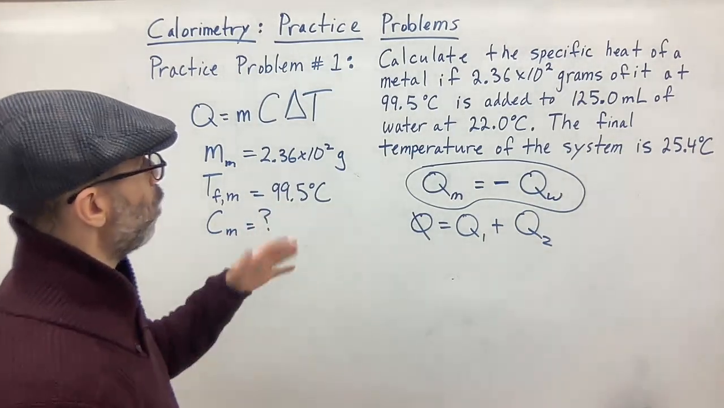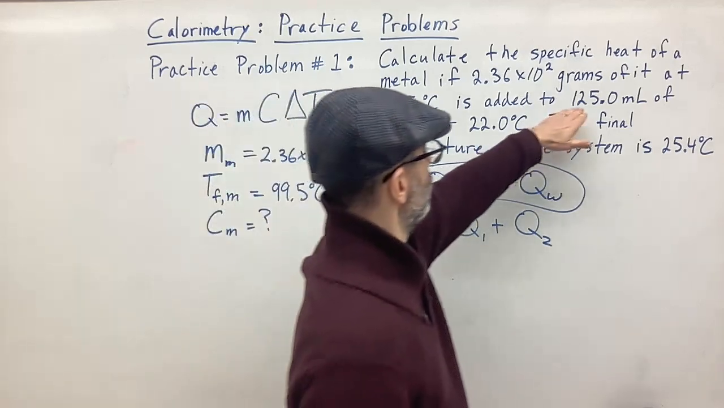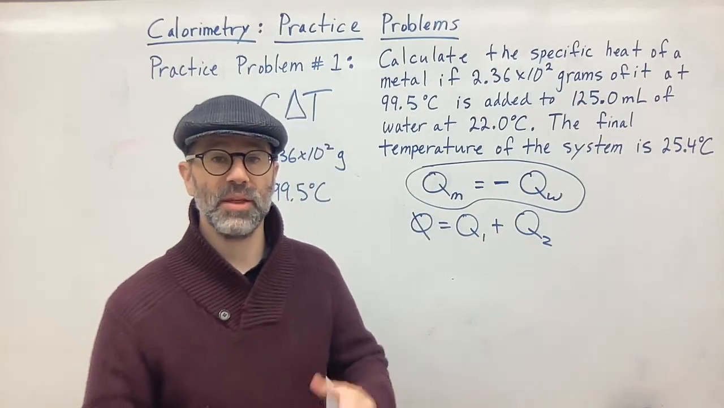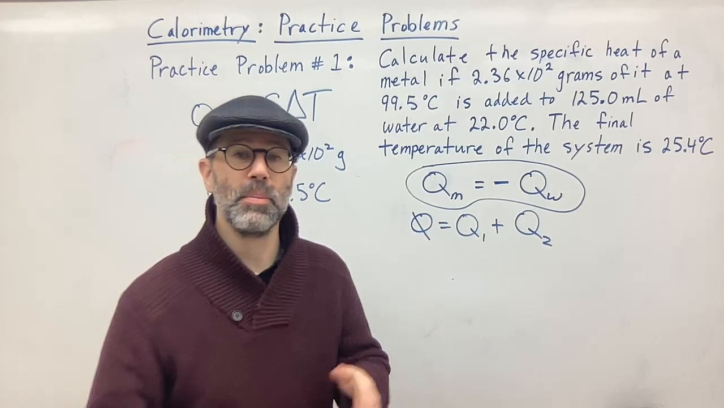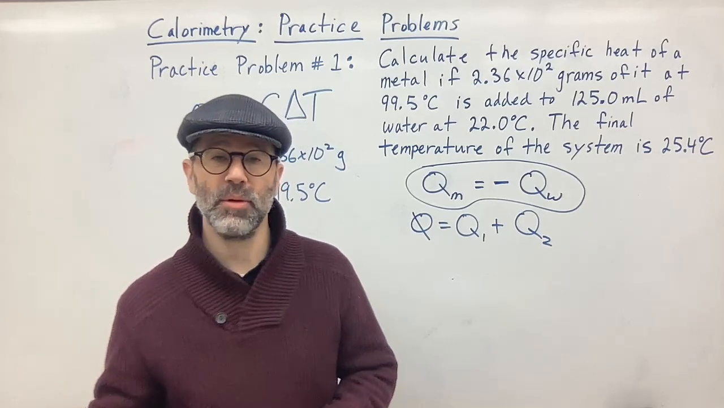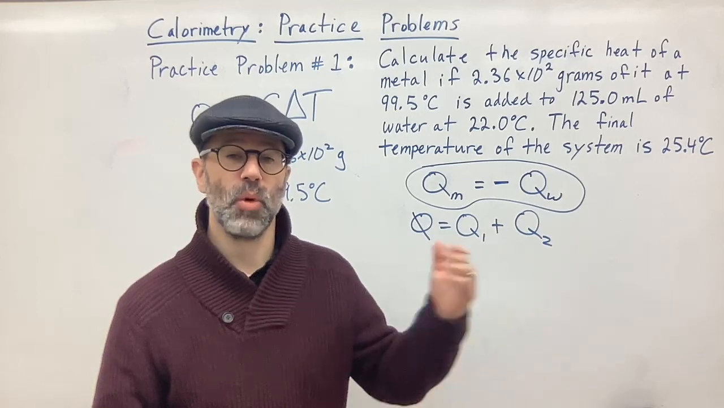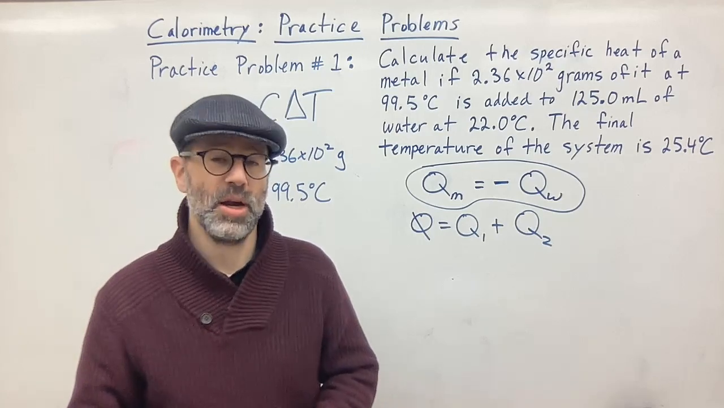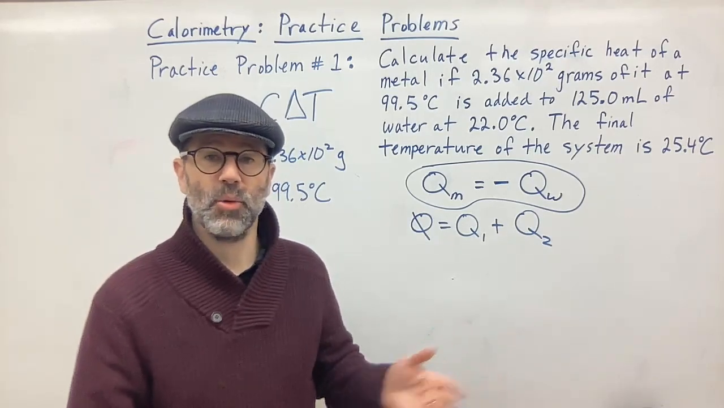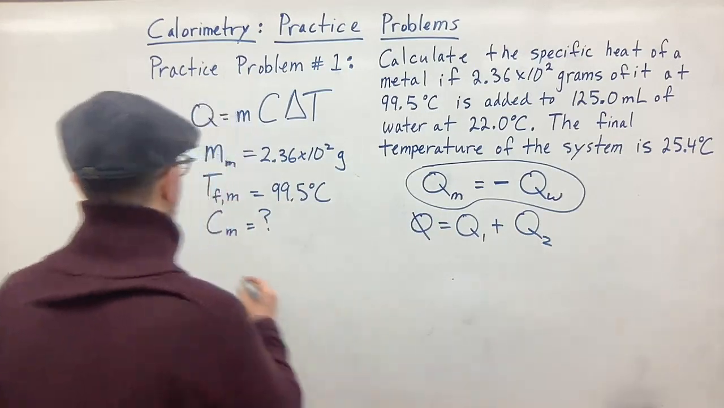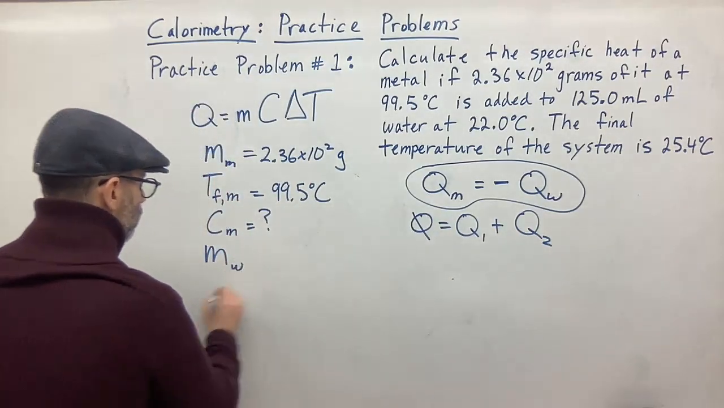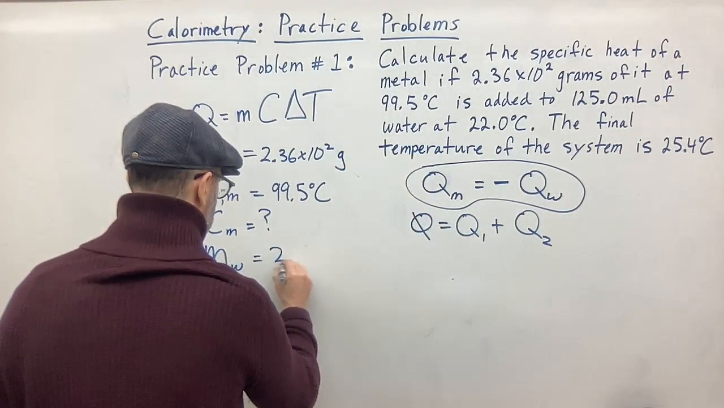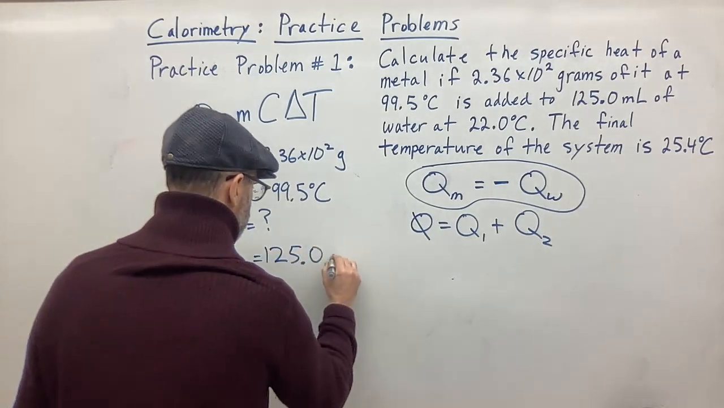Okay, now what about the water? So we're told that we're given 125.00 milliliters of water. We have to remember that the density of water is 1 gram per 1 milliliter. So 1 gram of water is equal to 1 milliliter of water. So if they give you milliliters of water, you can just convert that to grams right away, because it's the same thing. So the mass of the water, M sub W, is going to be equal to 125.0 grams.